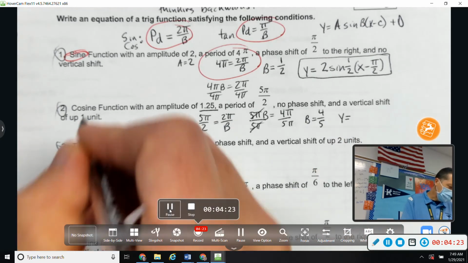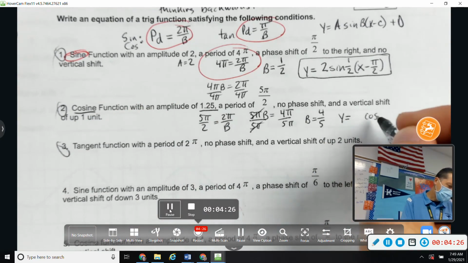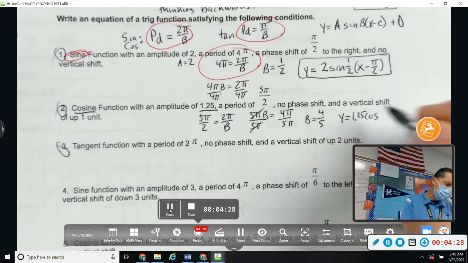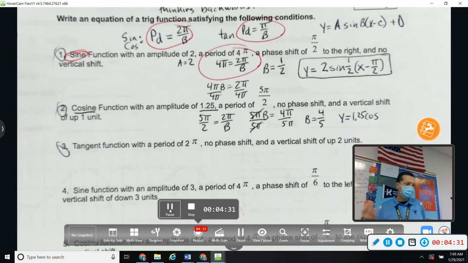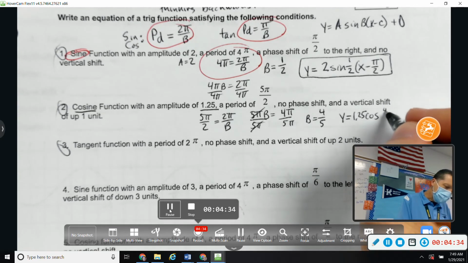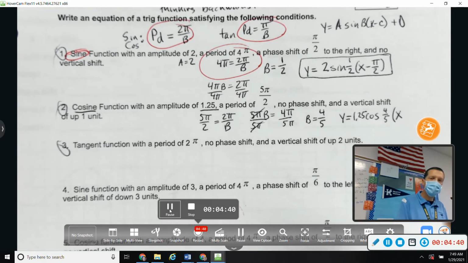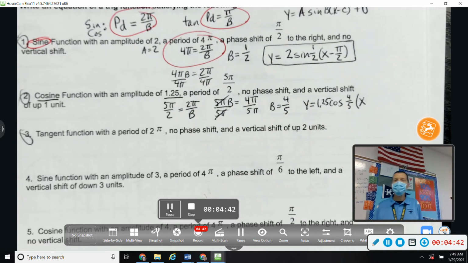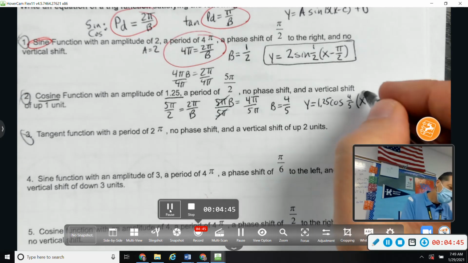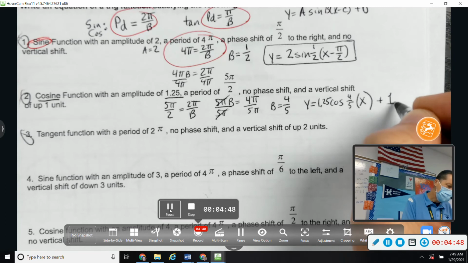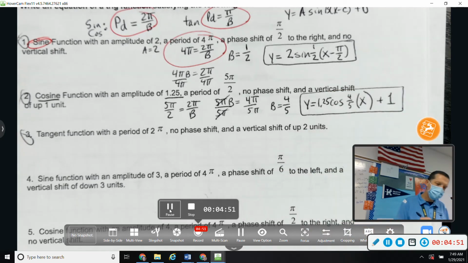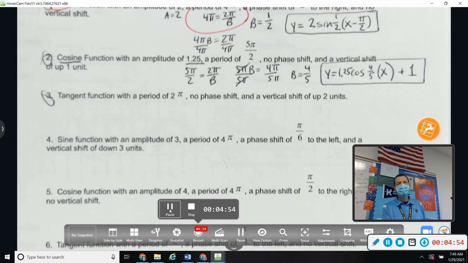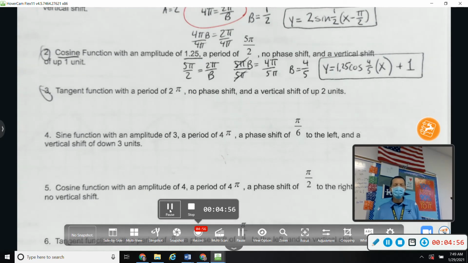So y equals cosine, amplitude of 1.25, which would be annoying to graph, but again, you're not graphing them. 4/5 x, no phase shift, so I can just leave x. Or if you want to emphasize that there's no phase shift, you could put minus 0 in there. And a vertical shift of up 1. So again, really the graphing part is harder, and once you get competent at graphing, usually this worksheet goes pretty quick.